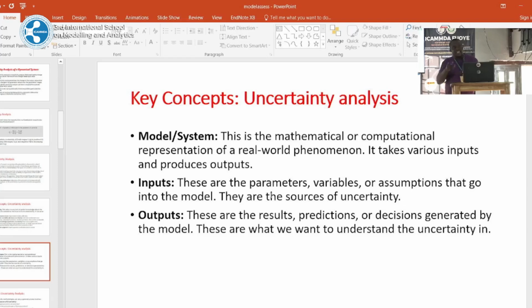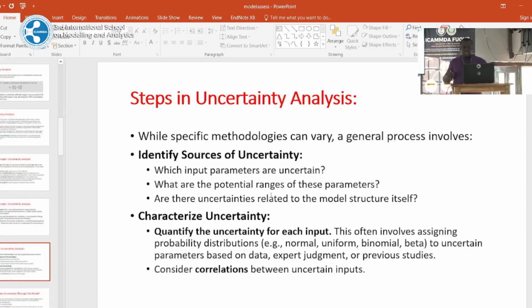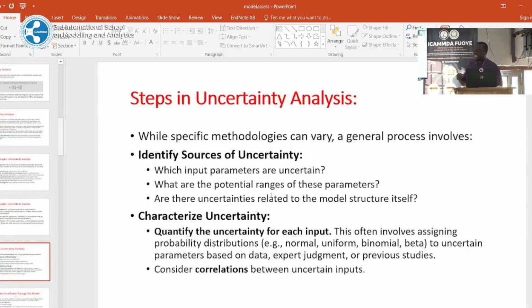Now, the one he has used is the frequentist approach, where you can get the confidence interval. But for Bayesian, which is run by MCMC, you can get the credible interval. So now, steps in uncertainty analysis.